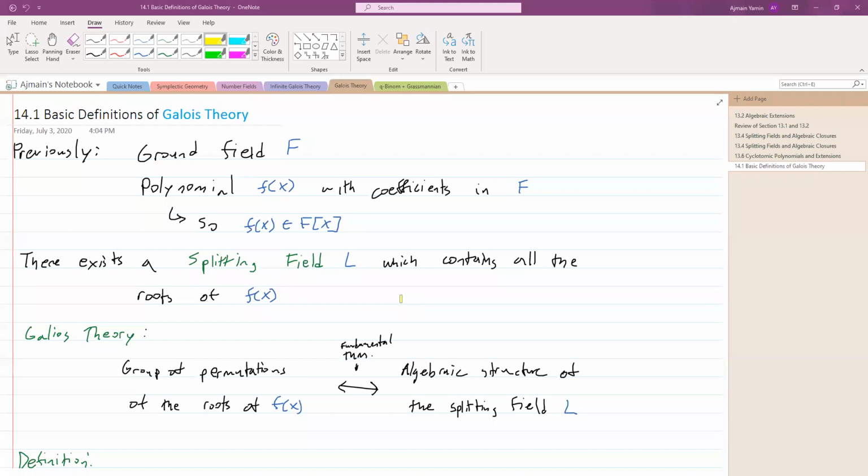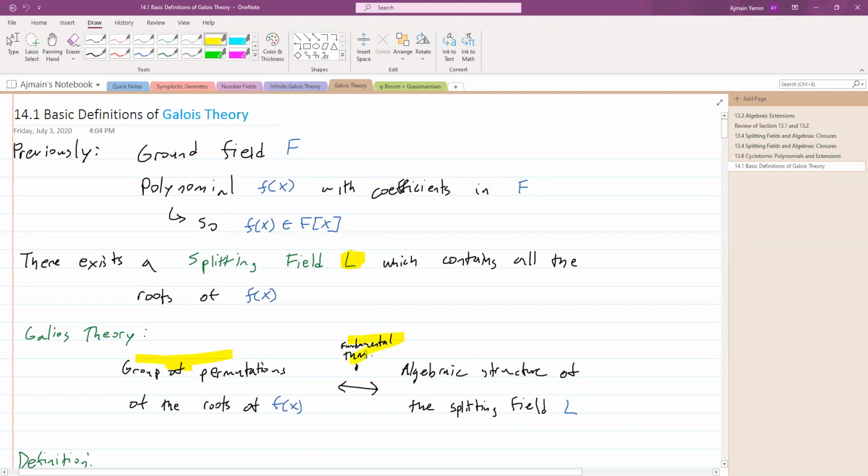So yeah, you have a polynomial with coefficients in F. You have its splitting field, and what we're concerned with is the group of permutations of the roots of f. So these roots belong in the splitting field, and permutations means you're sending some root of f to another root of f. And it turns out that these induce automorphisms on L. And so we'll be studying automorphisms of this splitting field.